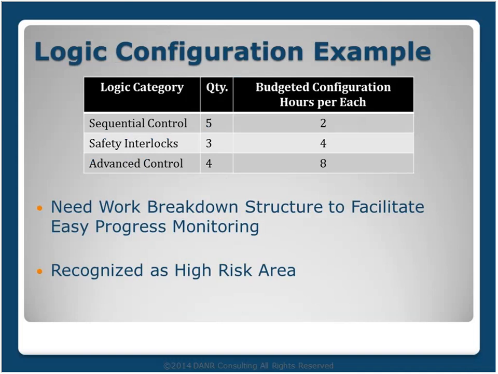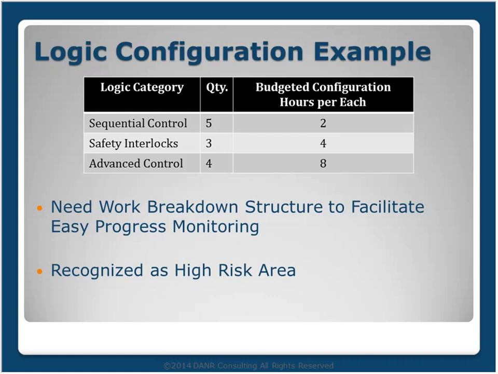So assume you're developing a budget for your automation project and it requires that you configure logic in the control system, which is a typical part of your responsibilities. So there are three types of logic. There's sequential logic, there's safety interlocks, and there's advanced control algorithms with associated quantities as listed in the table. You've budgeted a certain number of hours per each. So for example, you're planning 2 hours to configure each sequence, and since there are a total of 5 sequences, this would mean that there's 10 hours budgeted for the configuration of all the sequences.